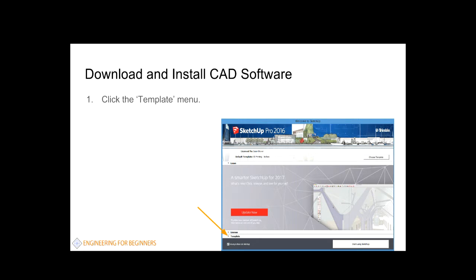So after you install it, click the icon or double click to run the program, and after you do that, you're going to see a welcome screen similar to the one that you see here. Now there's a couple of different options, and feel free to go through and explore and see what they have to offer, but when you're ready, you'll see near the bottom a menu that says template, and go ahead and click on that.